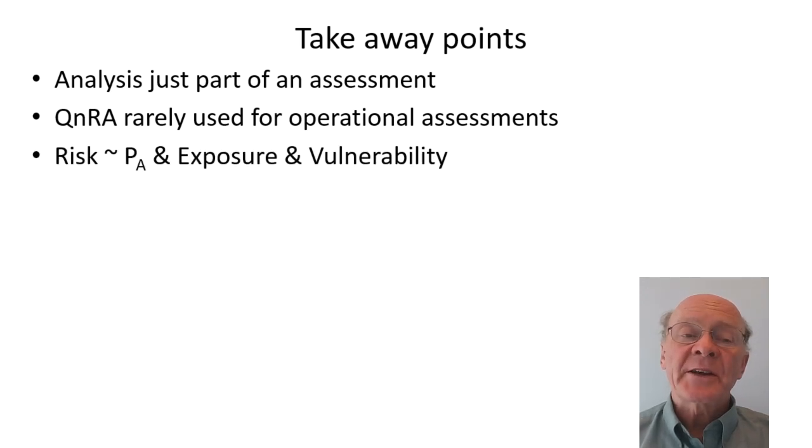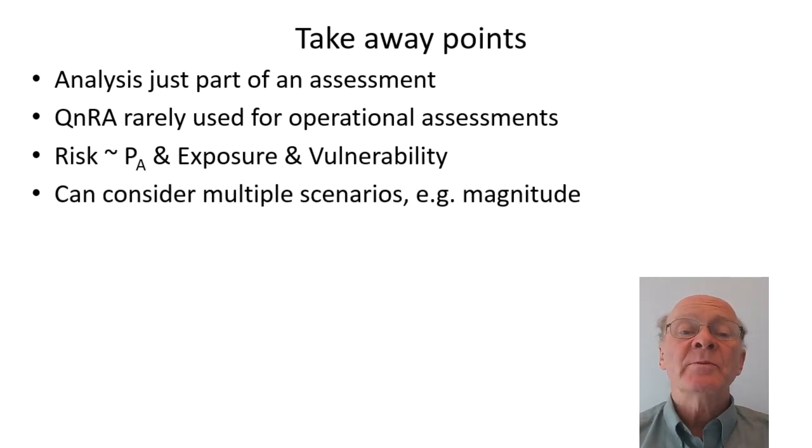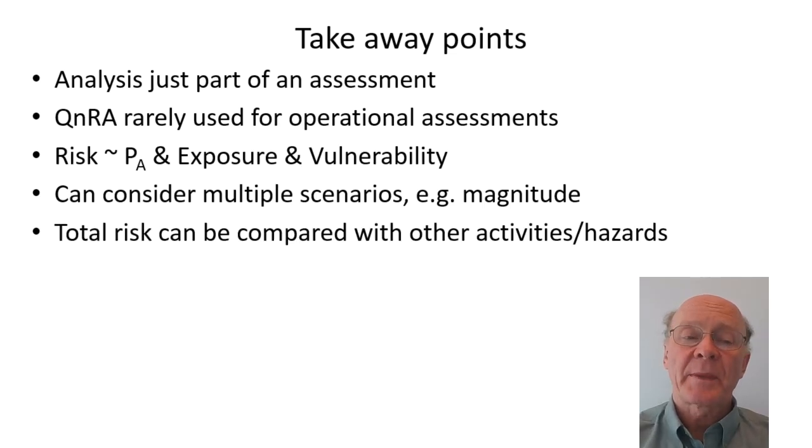Risk can be considered as having 3 components: the probability of the event, here P sub A, the exposure, and the vulnerability. When these are defined independently, we can multiply them together to get the risk. To solve a lot of problems, we need to consider more than one scenario, and in this example, we used 3 classes of avalanche magnitude or size. When we do calculate the total risk, it can be compared with the risk due to other activities, which is really quite valuable.